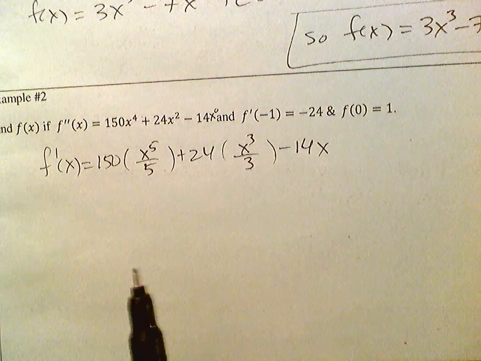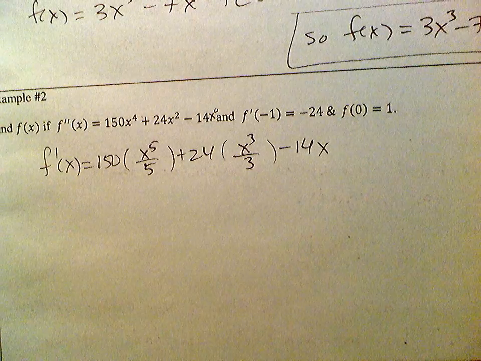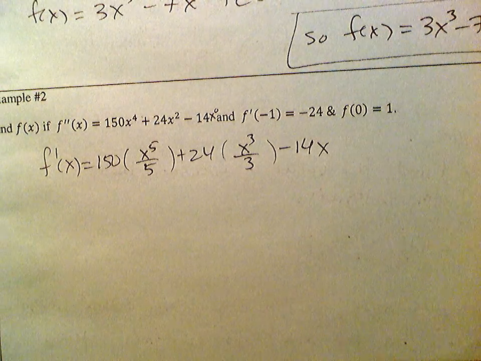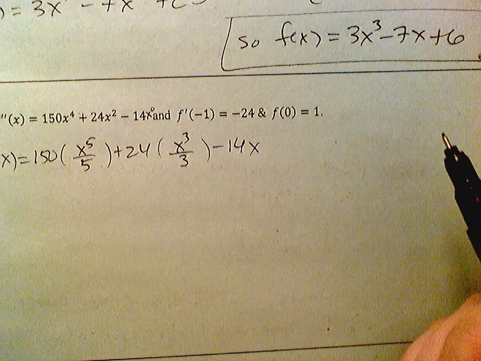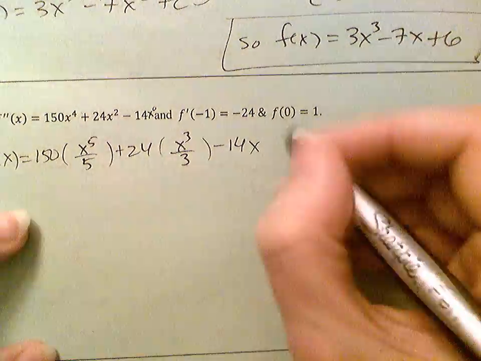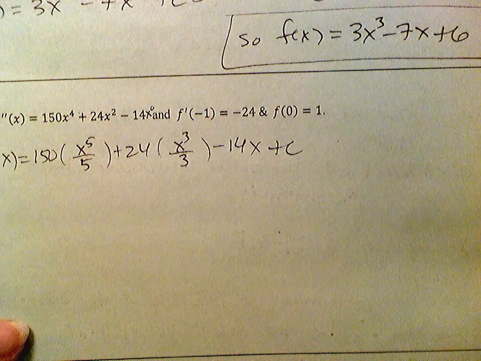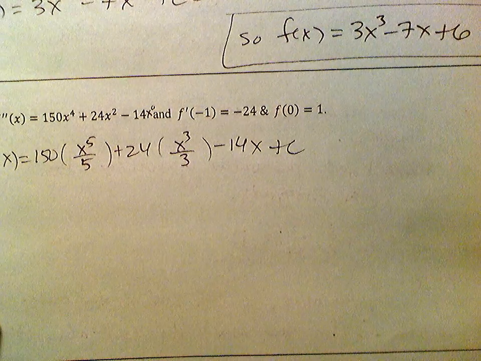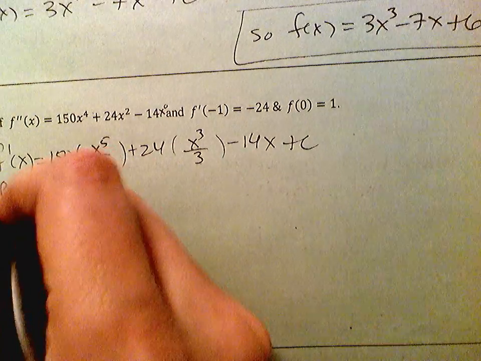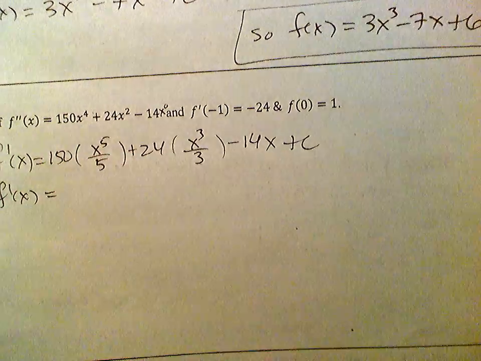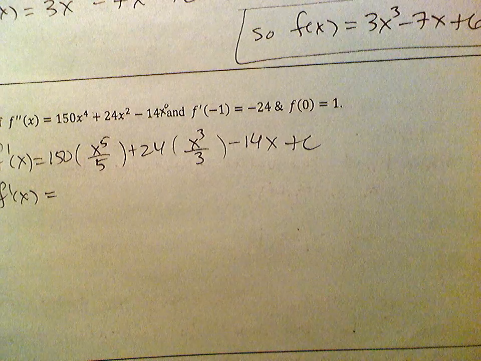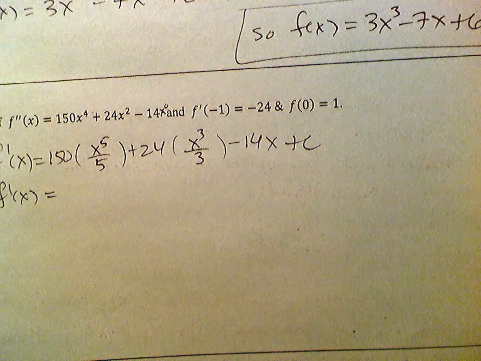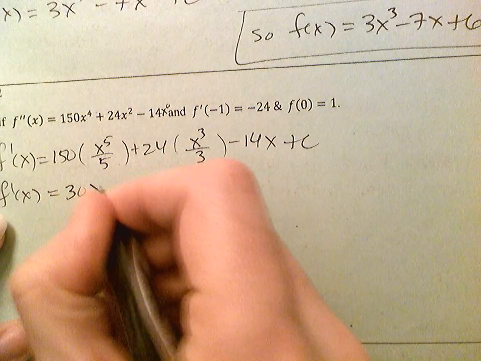The antiderivative of a constant is just the constant times x, or whatever variable you're taking the antiderivative with respect to. And then don't forget that plus c. Alrighty. So let me simplify this. 150 divided by 5 is 30, right? That's, okay, yeah. I'm just being cautious.